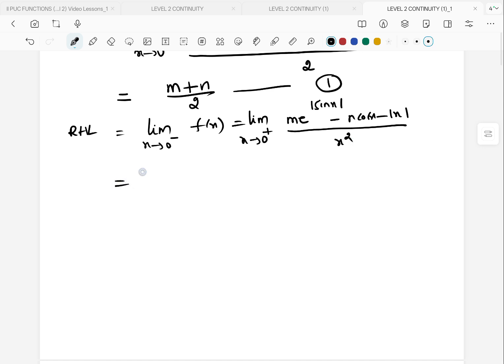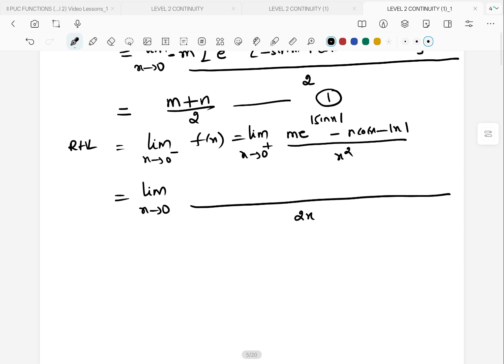So when you differentiate, you will get denominator as 2x. Numerator, before that what we can do is, when x tends to 0 plus, it is m e power sin x minus n cos x. Mod x becomes plus x, so this becomes minus x. Denominator is x squared. Okay.